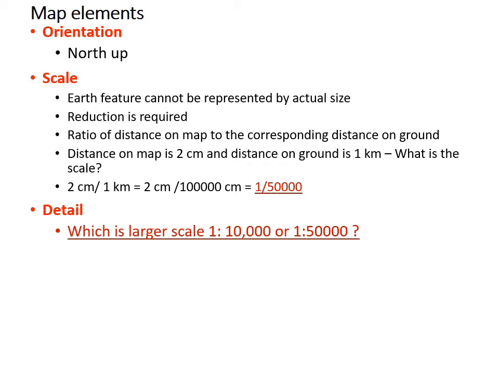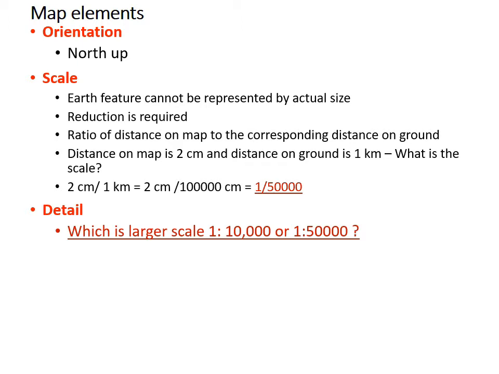In a 1 is to 10,000 scale map, which is a large scale map, a given part of the earth is represented by a large area of the map, and this is going to give us more detailed information than a small scale map. Large scale maps are typically used to show site plans, local areas, neighborhoods, towns, and cities. Whereas a small scale map is the one in which a given part of the earth is represented by a small area on the map.